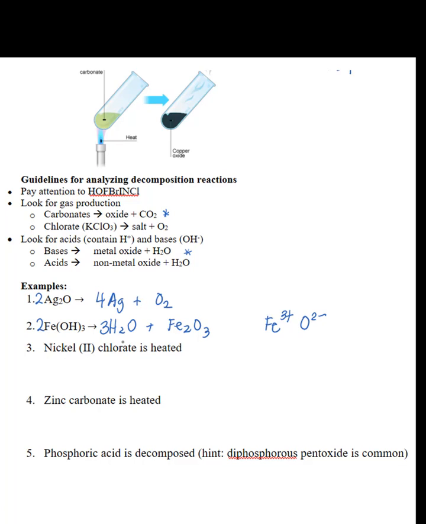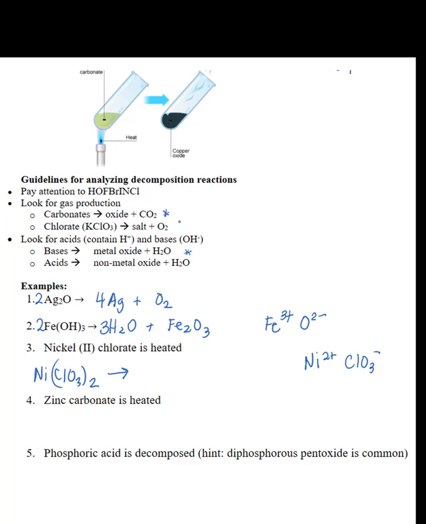The next one, nickel chlorate. I first need to figure out what that compound is. So nickel 2+. Chlorate is ClO3-. So when I do the crossover, I know that I have Ni(ClO3)2. Now you'll notice in my balanced equation, I don't have any charges. So if you need to do the work on the side with the charges, you need to just put it over on the side.